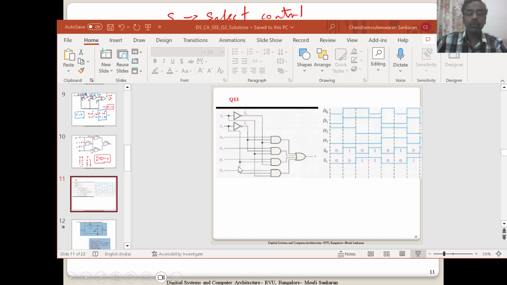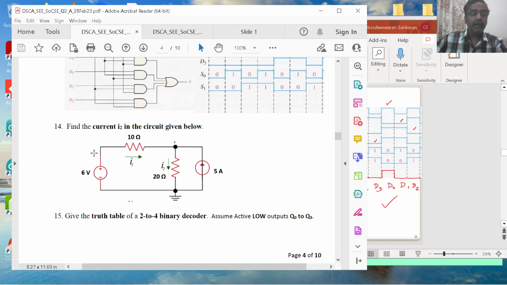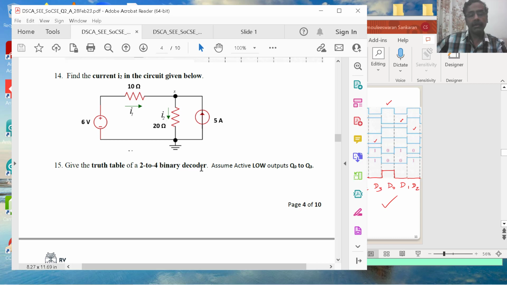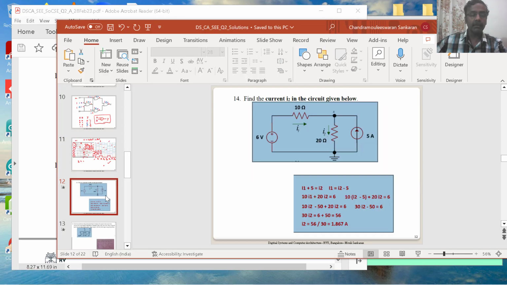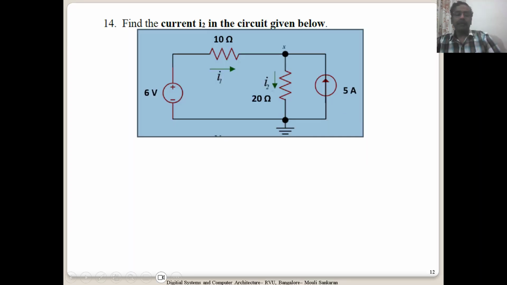Very good. Now let us go to question 14. As I told you, this particular course is a mix of digital circuits and electronics, then digital design. So you will get questions from different topics that have been covered in this course. It looks complex, but it is very simple. Let us simplify this and understand it better. I am supposed to find out the current value I2. I have shown the directions of I1 and the value of this current and the voltage.